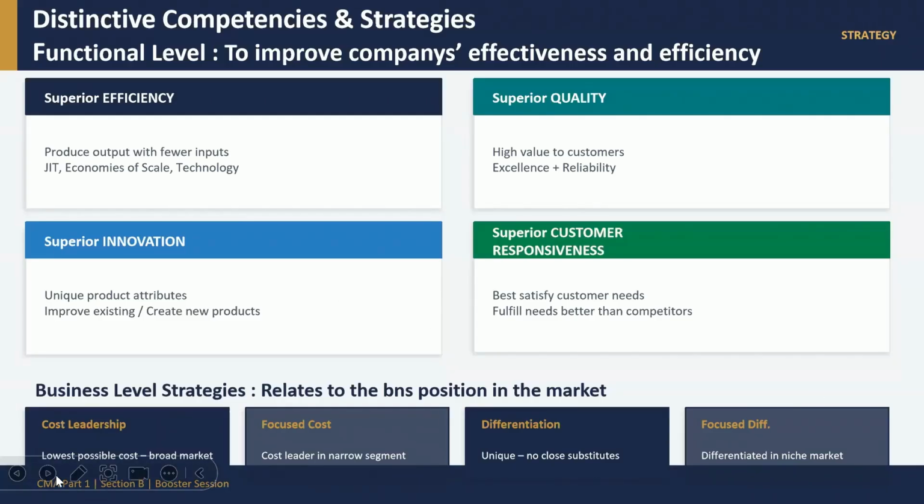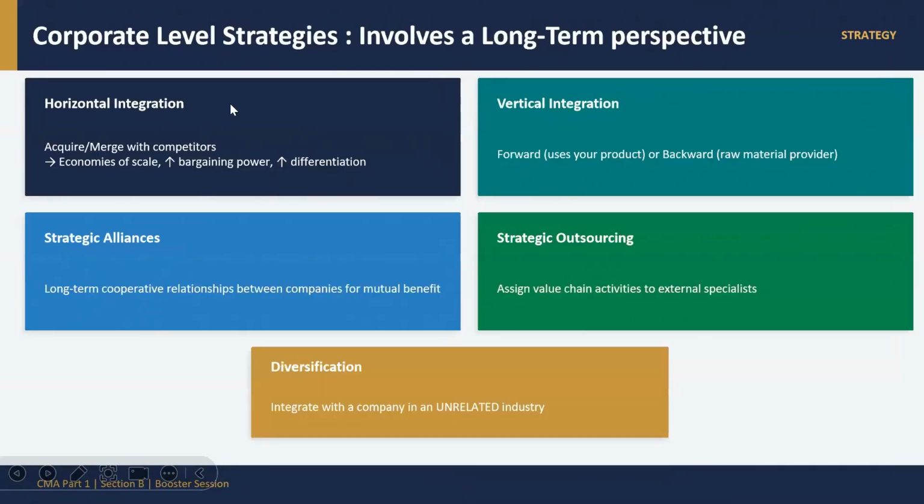Okay. So moving on to the next level of strategies, which is corporate level strategies. So in the corporate level strategies, we have 5 strategies planned. So what is meant by this corporate level strategies? It involves a long-term perspective. That means in a bird's eye view, where do we see our company in the future, in the next 10 years, in the next 15 years? That is what we call corporate level strategies. Okay. So we have 5 strategies here.